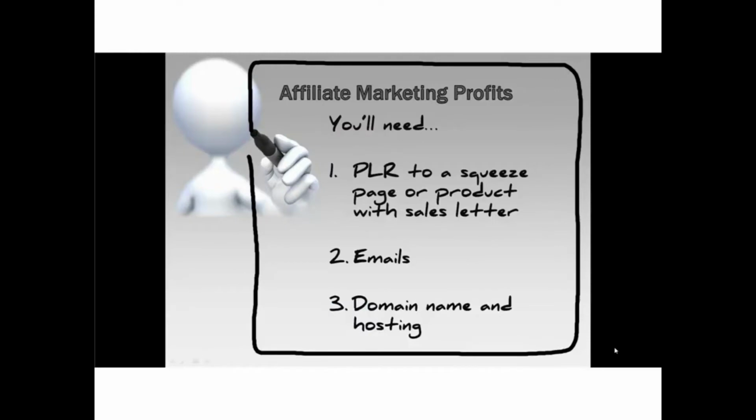This first little tactic here will allow you to set up one squeeze page using PLR content, hook your autoresponder to it, load your autoresponder with email messages, and then spend a few hours a day driving traffic to your squeeze page, and you'll make money automatically as the system does its thing. Now here's what you're going to need. 1, PLR to a squeeze page that gives something away related to your niche. Or you can take a regular PLR product that has a sales letter and create a squeeze page with it. I'll show you how to use both of those things.